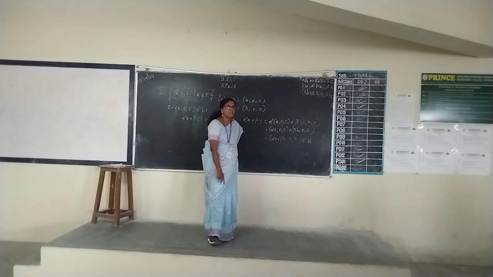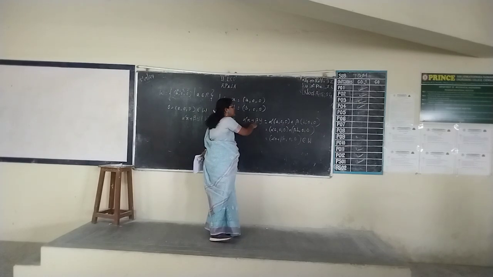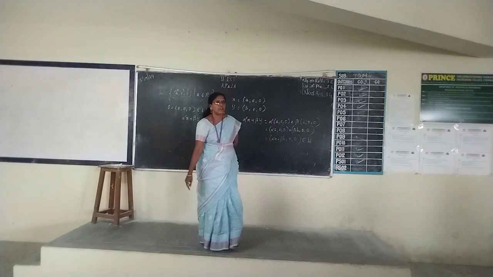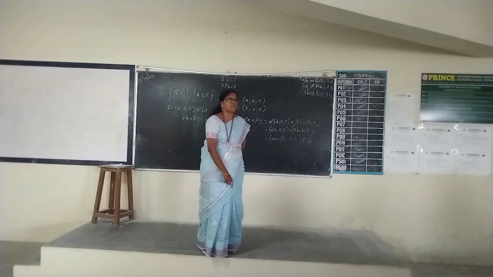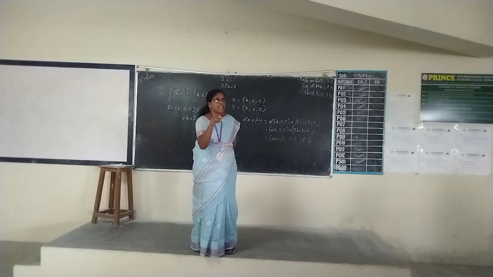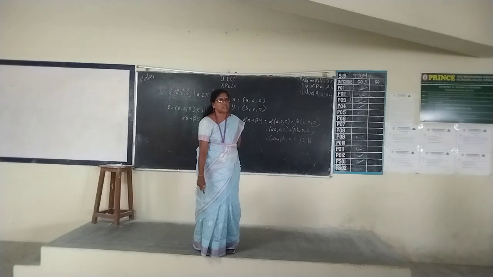How does it become a subset? That is a subspace, that is what we are doing. If alpha x plus beta y belongs to W, that is a subspace. That is the theorem. According to the definition, what is a vector space? All 8 axioms are satisfied and it is a vector space.